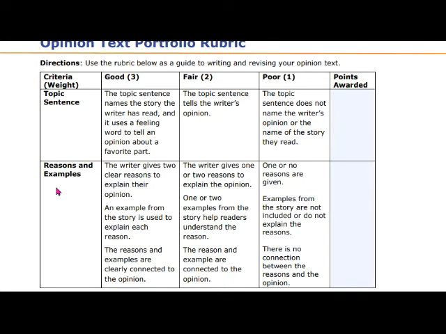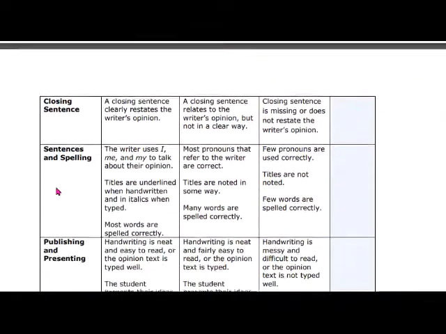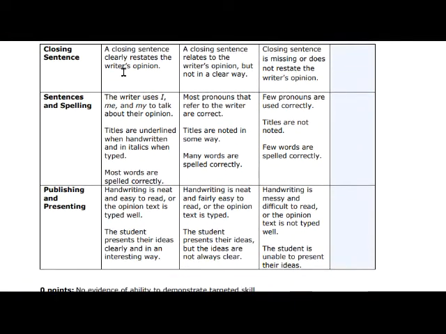The writer gives two clear reasons to explain their opinion, and an example from the story is used to explain each reason. The reasons and examples are clearly connected to the opinion. A closing sentence. A closing sentence clearly restates the writer's opinion, how you feel. Sentences and spelling. The writer uses I, me, and my to talk about their opinion. Titles are underlined when handwritten.